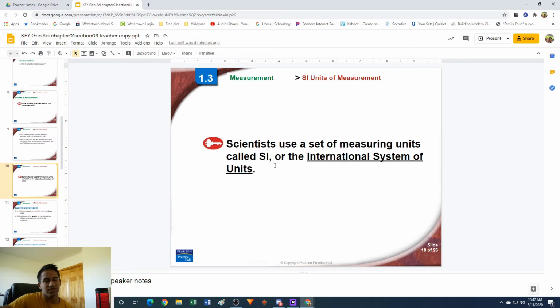So scientists use these different units, and they're part of a system that we call the International System of Units, or the SI system. It's basically a set of units that is used internationally around the world. So it's not just here in the US, it's every single country in the world, which makes it really easy to communicate information with other scientists because we're all speaking the same language. Okay, when I say that, I mean we're all using the same types of units.